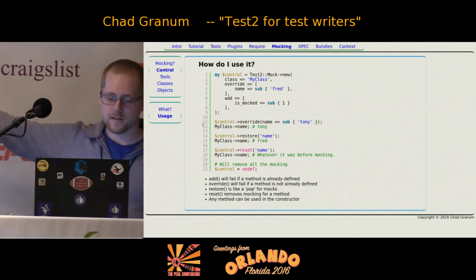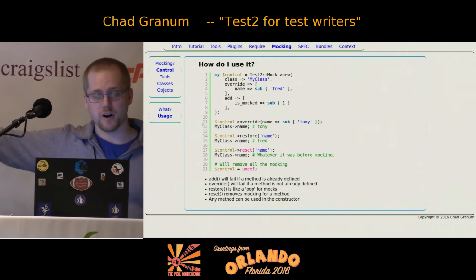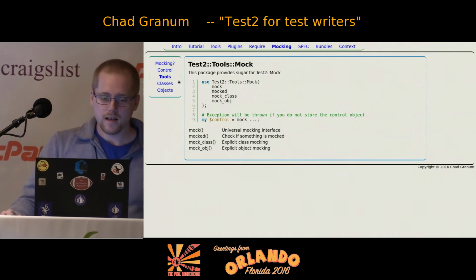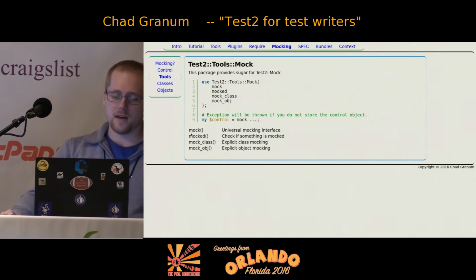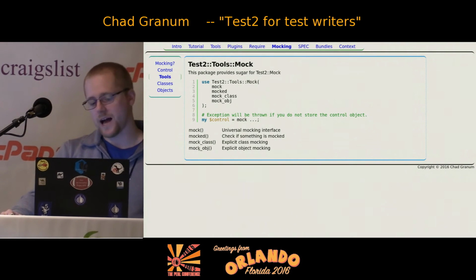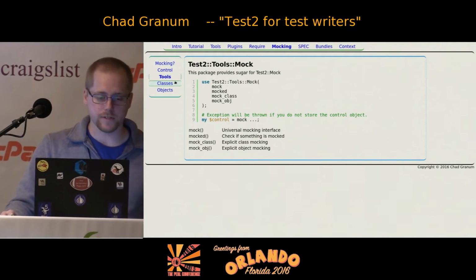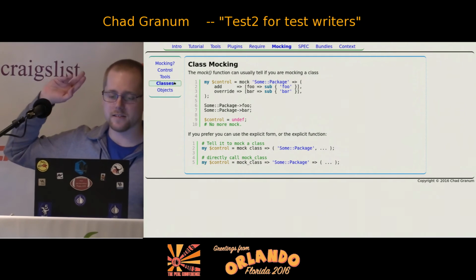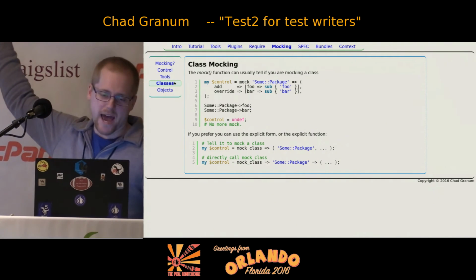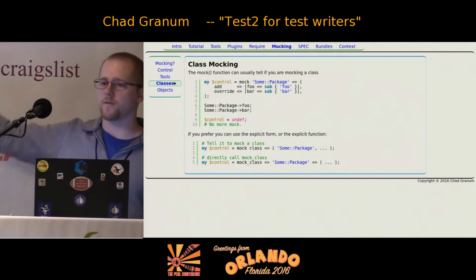Here's how you use it. It's complicated. There's some sugar I'm going to show you in a minute. So you've got the mock function, or mock class and mock object, but mock can do both of those for you. And you capture the control whenever you use these tools. So here's how you mock a class. You say my control mock some package, add these methods, and override these methods.